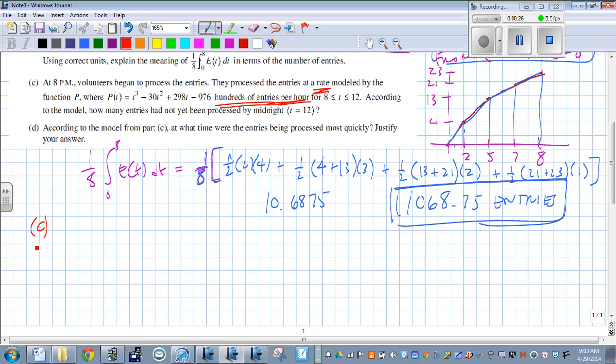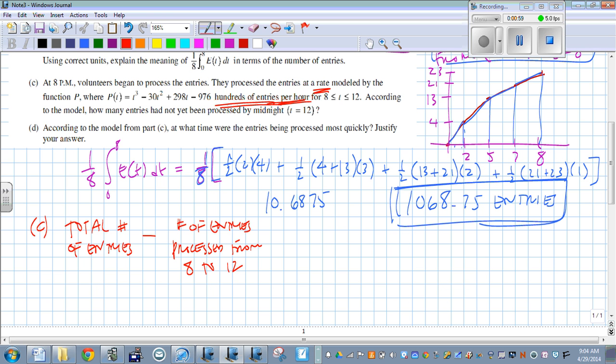So to figure this out, we need to take into account two things. We're going to take the total number of entries minus the number of entries processed from 8 to 12. Right? Does that make sense? Now it's just a matter of fitting in what those numbers are.